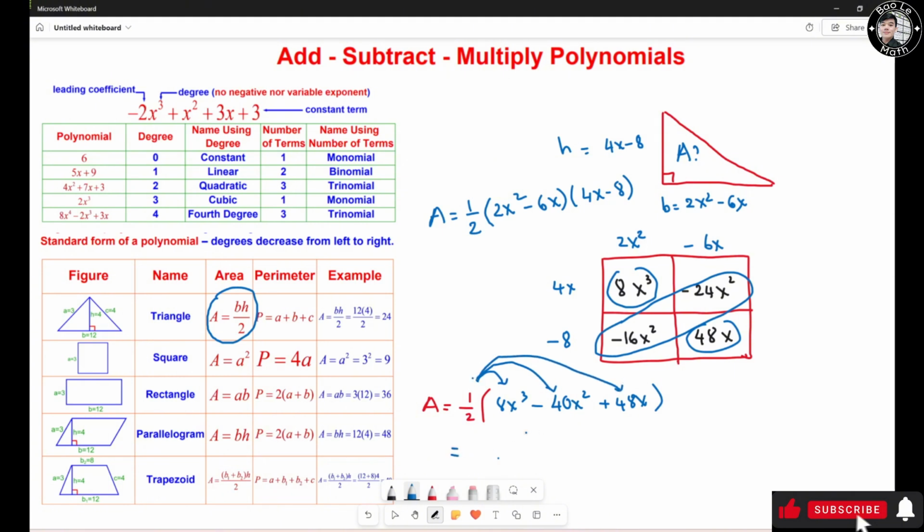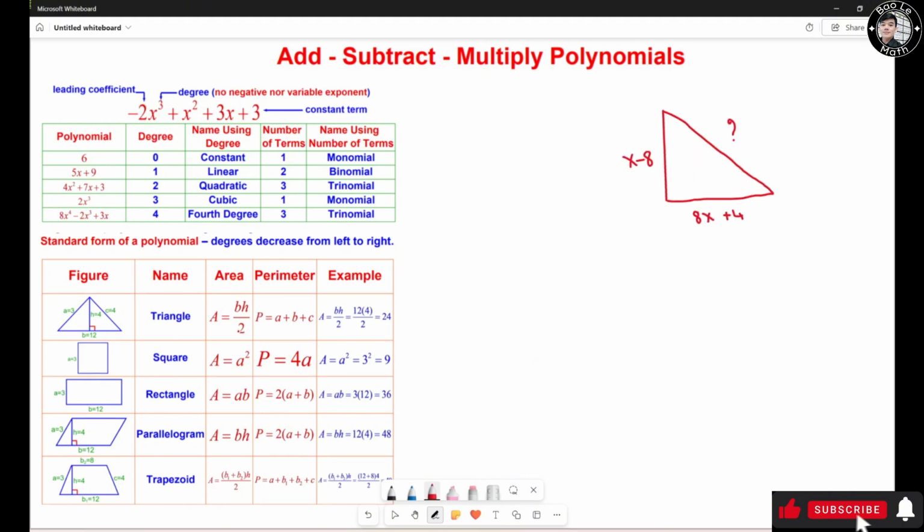So the answer must be 8 divided by 2 is going to be 4s cubed, minus 40 divided by 2 is going to be 20s squared, plus 48 divided by 2 is going to be 24s. This is the final answer. Now let's move on to the next example.